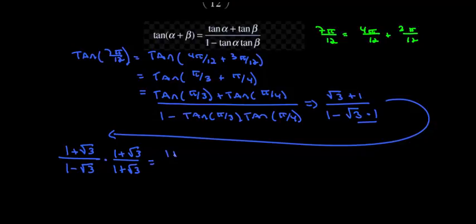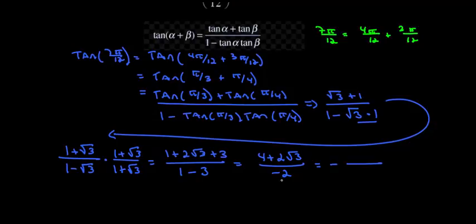So on the top I get 1 plus 2 square roots of 3 plus 3. And on the bottom I get 1 minus 3. So the numerator becomes 4 plus 2 square roots of 3. The denominator becomes negative 2, which if I pull the negative up front and I divide here, I don't even need that fraction anymore. This is going to become 2 plus the square root of 3.